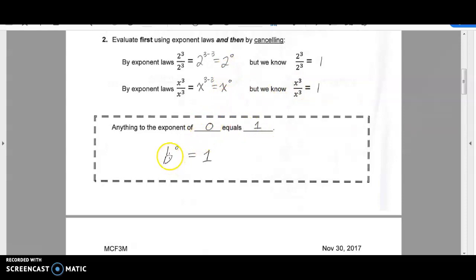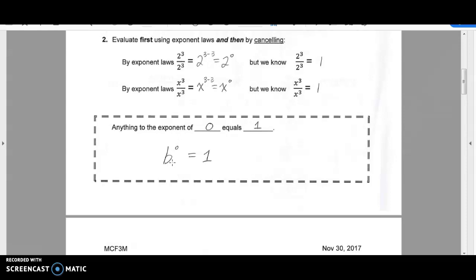So it can be any number, any variable. It doesn't matter, if it's to the power of 0, it equals 1. If you had 10 million to the power of 0, it still equals 1. If you had negative 700,972, whatever, to the power of 0, it still equals 1.